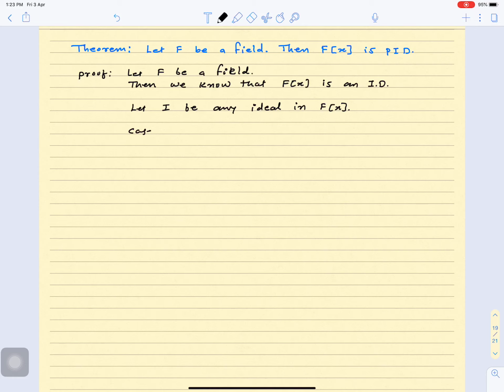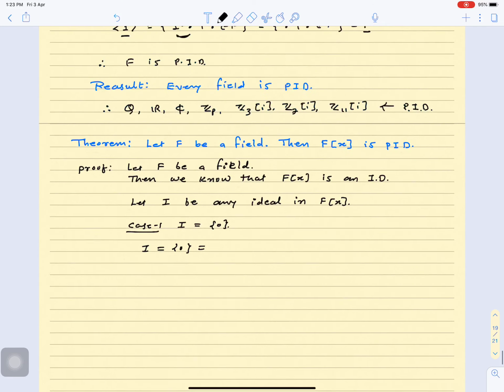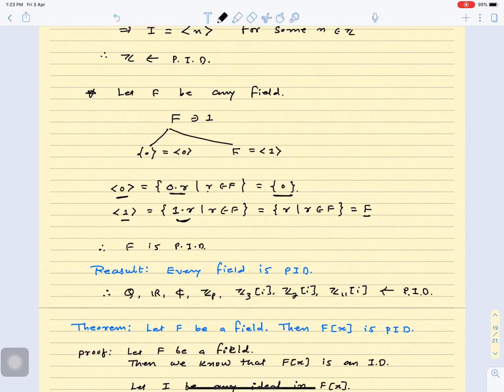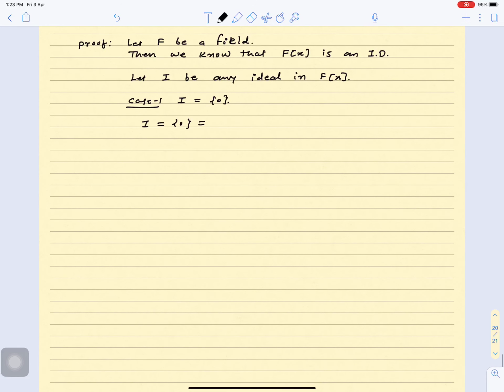So case 1. Suppose I is the singleton {0}. It is the zero ideal. Then, as we have discussed in a previous example or result, the ideal {0} is generated by the element 0. And case 2, suppose I is equal to F[x], the ring itself.